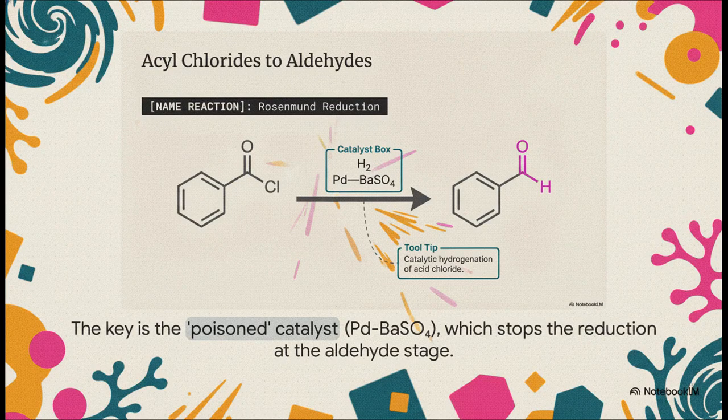Let's break this down. We're starting with our acid chloride, and we're adding hydrogen. Now the real secret here, the magic ingredient, is the catalyst, palladium on barium sulfate. We call this a poisoned catalyst, which sounds bad, but it's actually genius. It means we've deliberately weakened it. It's just active enough to swap that chlorine for a hydrogen. Boom, we get our aldehyde. But, and this is the clever part, it's not strong enough to then reduce the aldehyde any further into an alcohol. It's a fantastic example of chemical finesse.